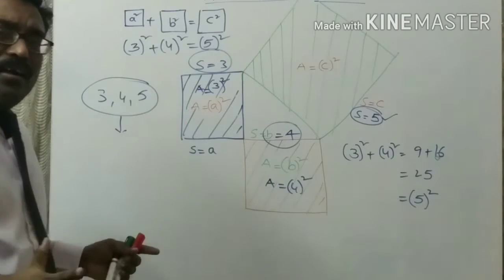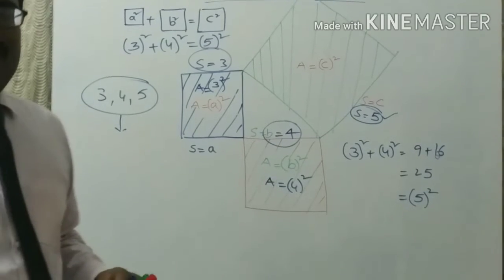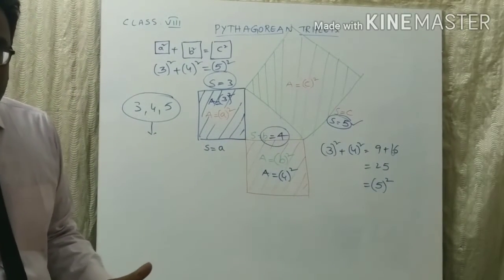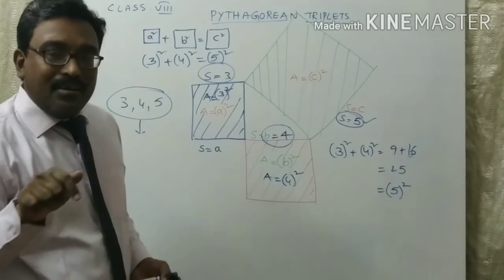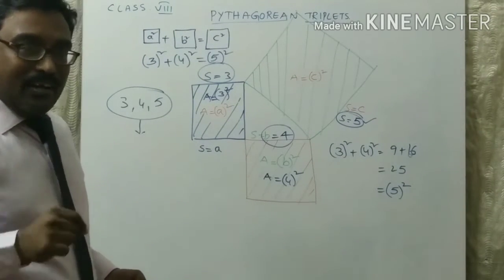So, are Pythagorean triplets finite or infinite? How many will be there? We'll check now. And what can be Pythagorean triplets, also we'll check now. Okay?